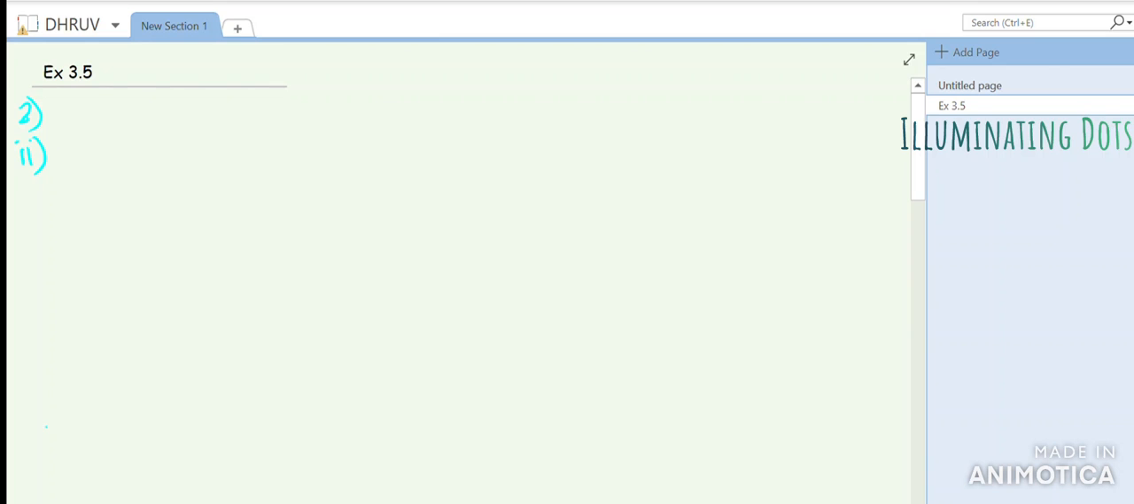The question says, for which value of k will the following pair of linear equations have no solution? Okay, so the equations are 3x plus y is equal to 1 and (2k minus 1) x plus (k minus 1) y is equal to 2k plus 1.